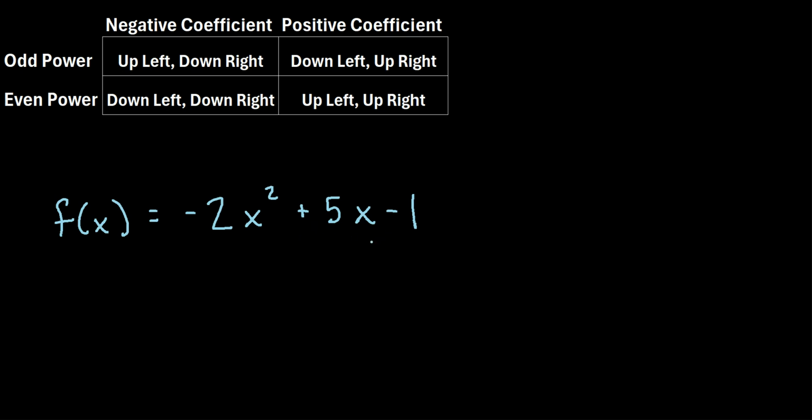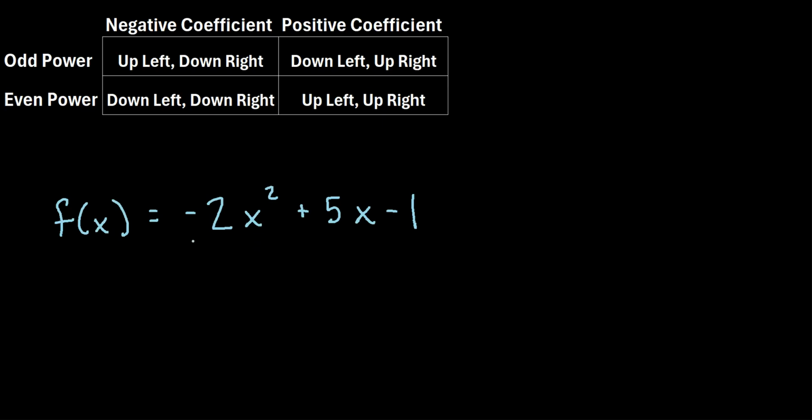Without even graphing this polynomial, it's possible to know whether the graph goes up or down as you go further and further to the right on the graph, and whether it goes up or down as you go further and further to the left. And the way we do that is with the leading coefficient test. So here's the idea behind that test.